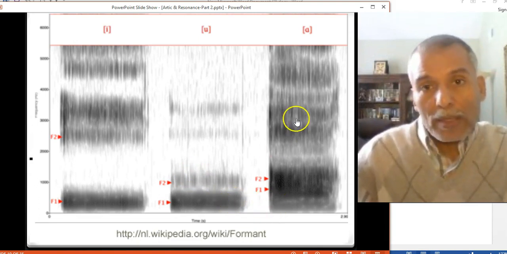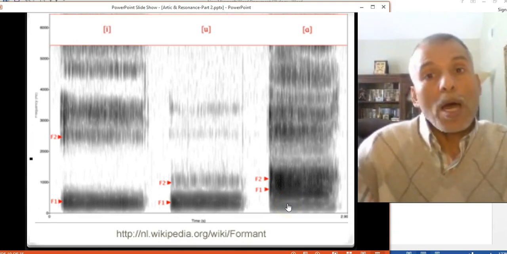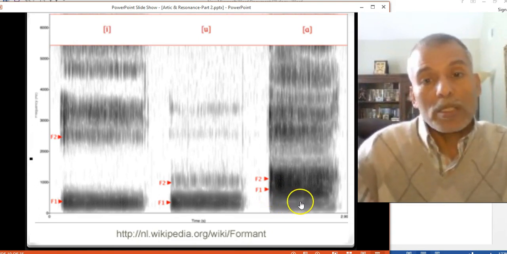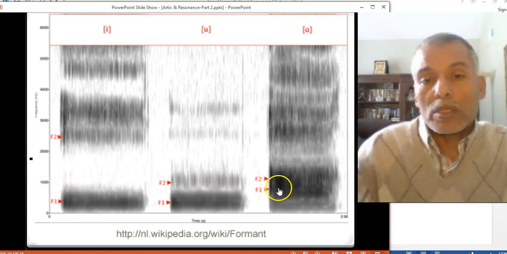So let's look at the Ah. We said F1 for Ah is higher because there's a constriction. There's not much space in the back now. So F1 is going to show up at almost like 900 hertz here. And then F2 is going to show right after.